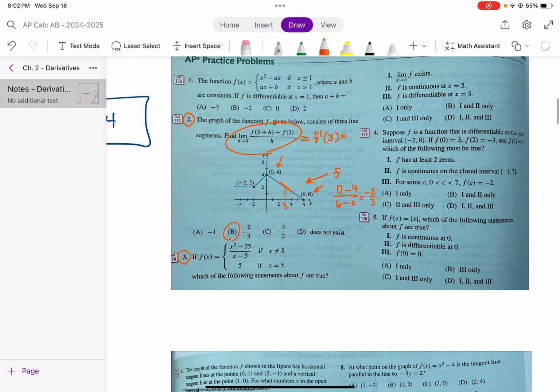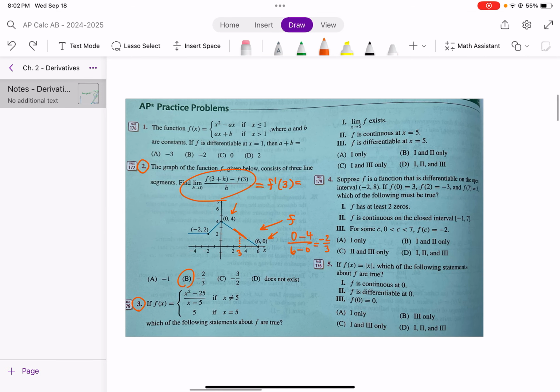Okay, cool. Number 3, we have a piecewise function. It's kind of weird, right? So we have a rational function. As long as x is not equal to 5, our function looks like this. If x equals 5, then our output of the function is 5. Okay, kind of a weird function. But let's just see what the question is. Which of the following statements about f are true?